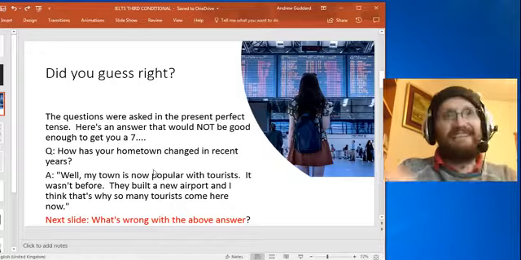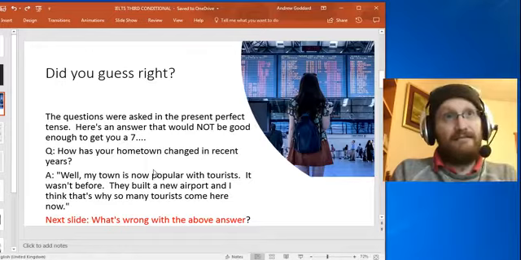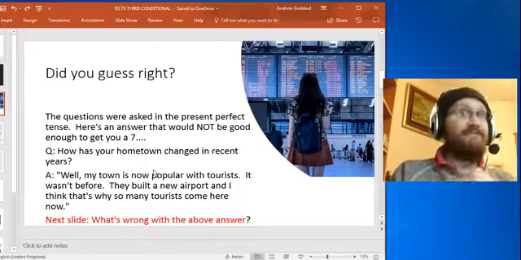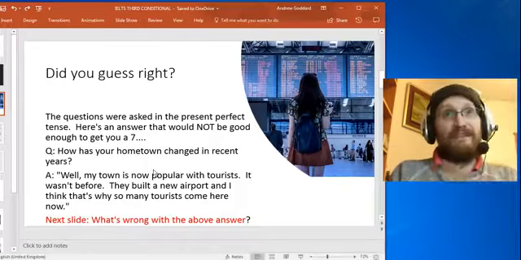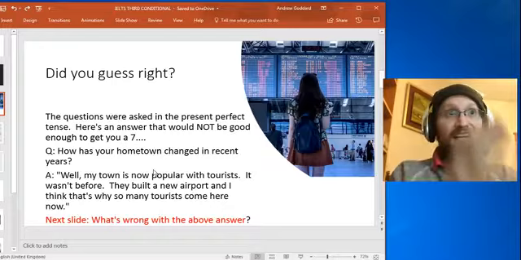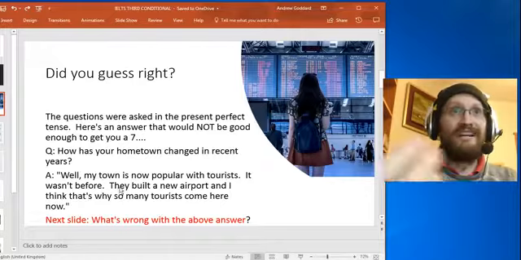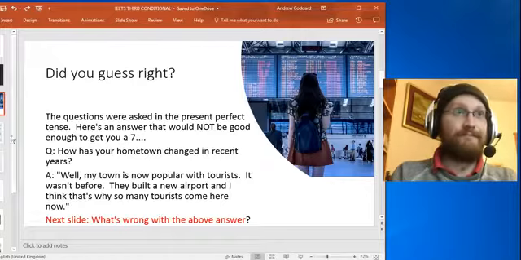So, there's an answer. That answer has no mistakes in it, but it's not enough to get you a 7 in your IELTS speaking exam. It's not the type of answer that gets a 7. And in the next slide, we're going to have a look at what's wrong with that type of answer.